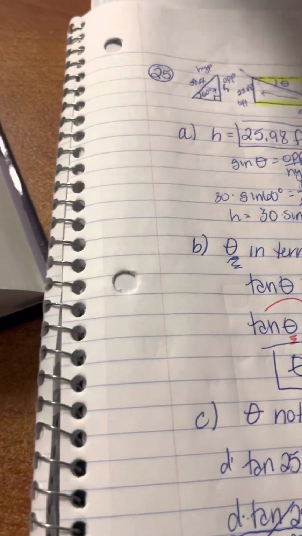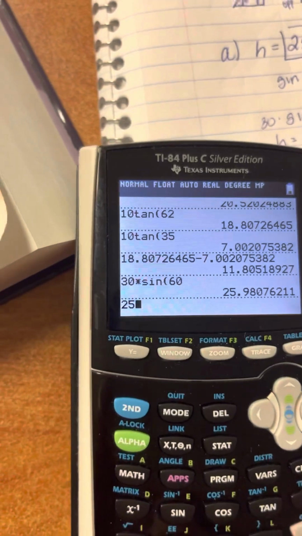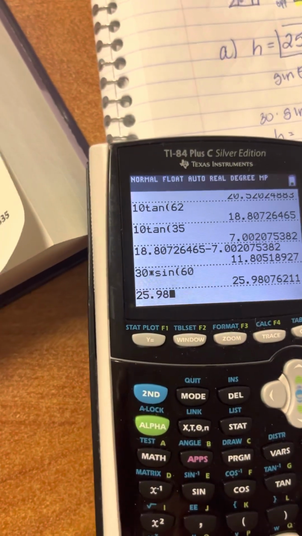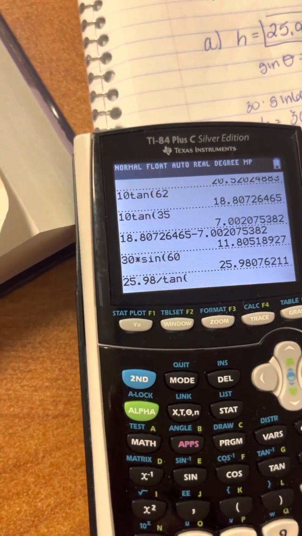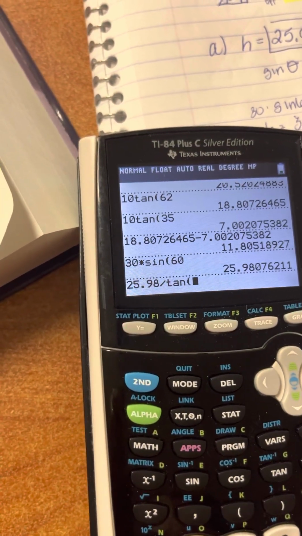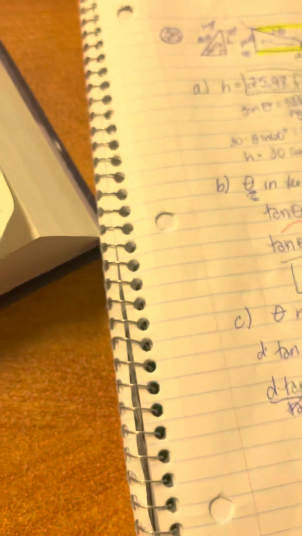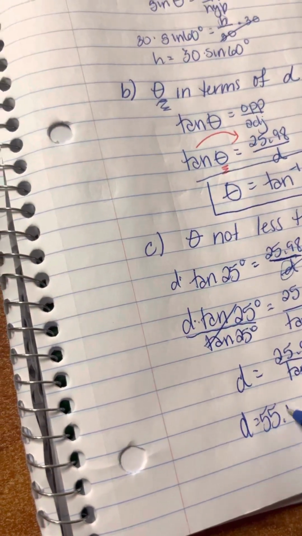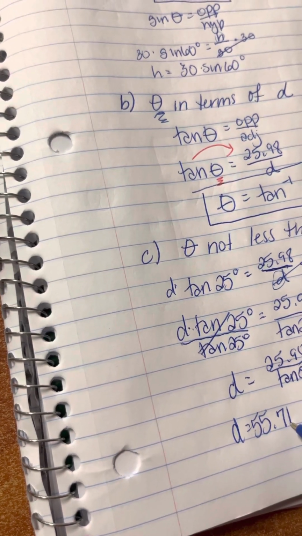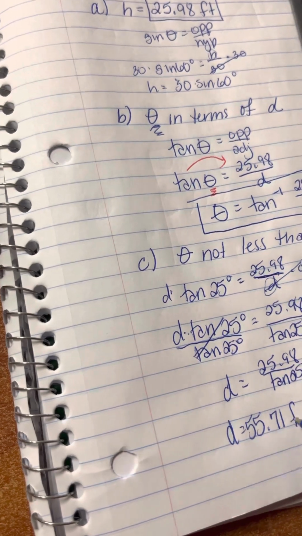So I'm going to pick up my calculator and put that in. So I have 25.98 divided by the tangent of 25. And again, remember, this is going to be the shortest the distance can be, 55.71. I don't know what they told me to round this to. And these were in feet.